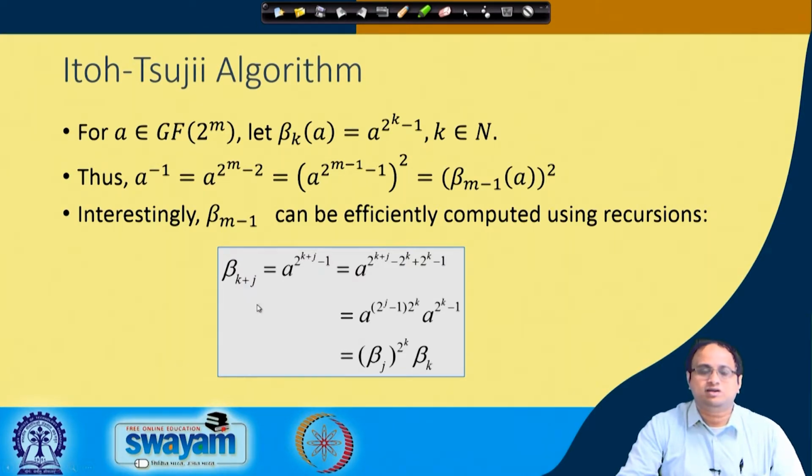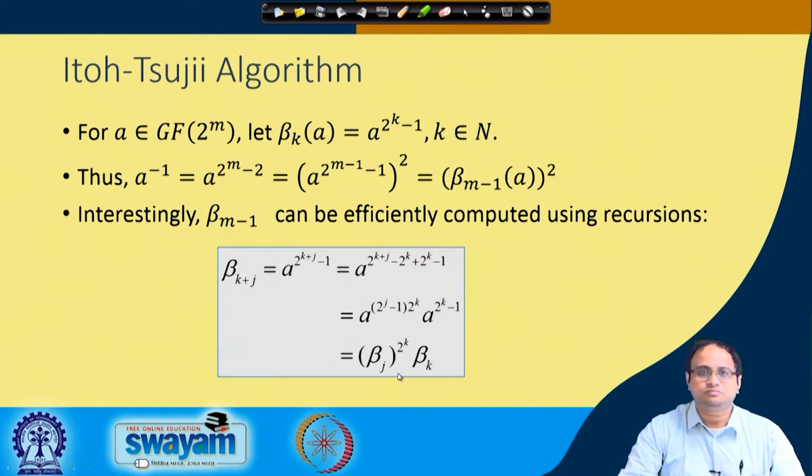So, why does it work? It is very easy to see that beta k plus j is nothing but a to the power of 2 to the power of k plus j minus 1. For convenience I can introduce minus 2 to the power of k and then add plus 2 to the power of k. So, basically it is the same minus 1, and then from the first two terms I take 2 to the power of k common. Therefore, I get 2 to the power of j minus 1 into 2 to the power of k, and the other term is a to the power of 2 to the power of k minus 1. You can note easily that a to the power of 2 to the power of j minus 1 is nothing but beta j, and I have beta j whole to the power of 2 to the power of k, whereas the other term is beta k itself.